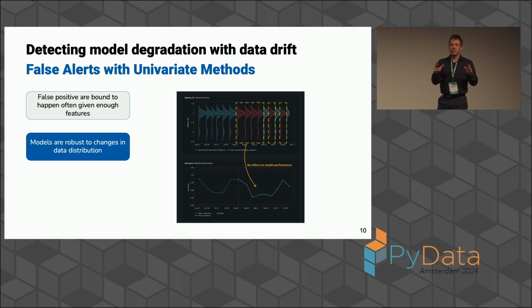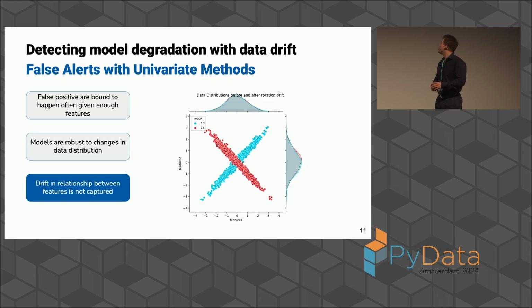So if the data drifts from one region that was reasonably well represented in your training set to another region that was also reasonably well represented in the training set, and the performance in both those regions was similar in the training set, then your performance in production, even though you experience significant covariate shift, is still going to be good. So that's another reason why you're going to have a lot of false positives. And then finally, drift in the relationship between features is not captured by the univariate drift methods.